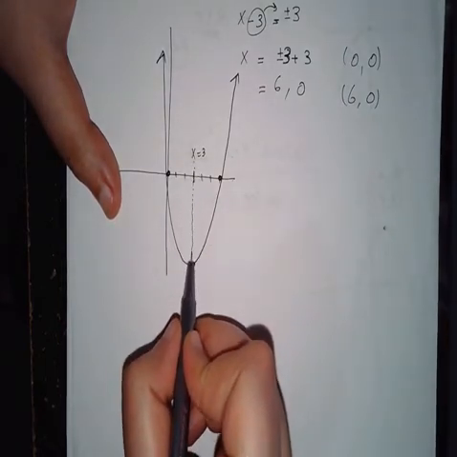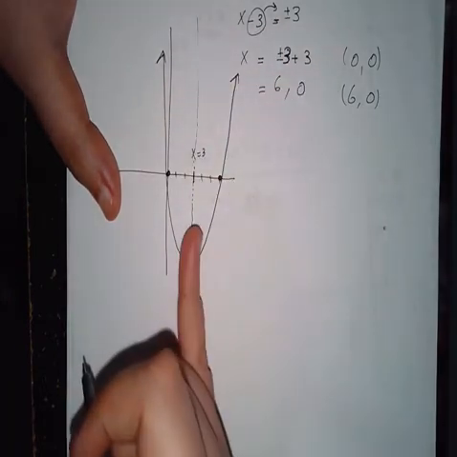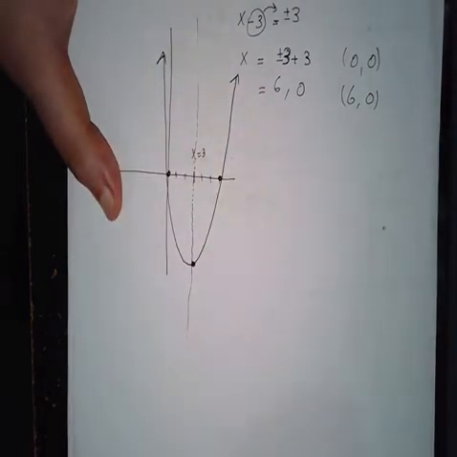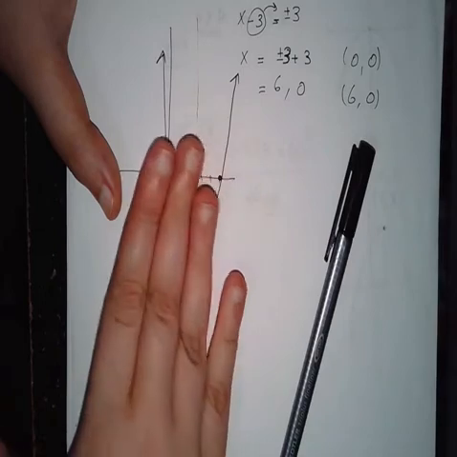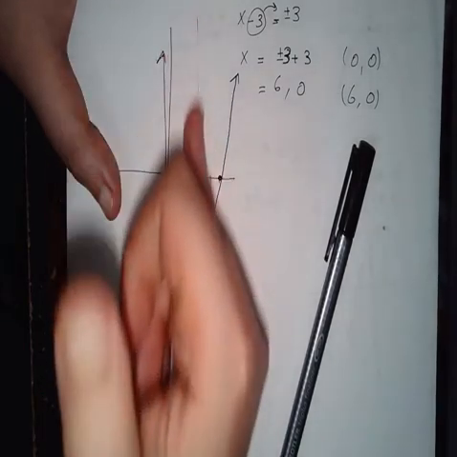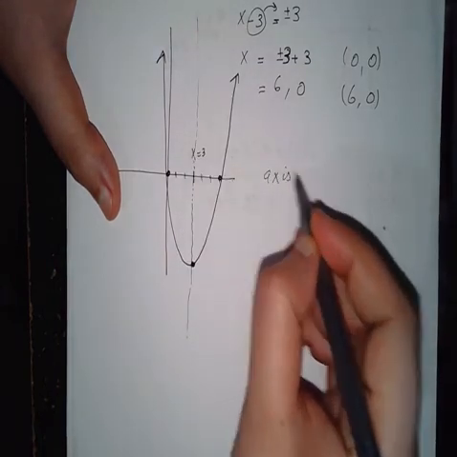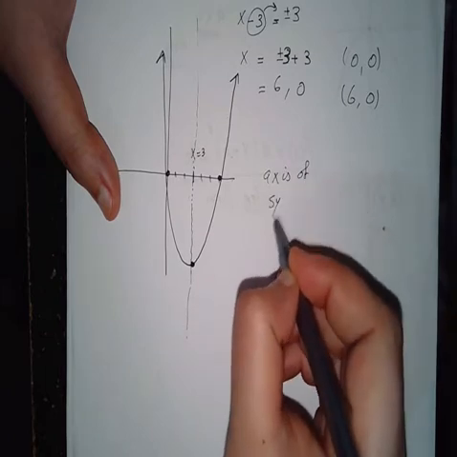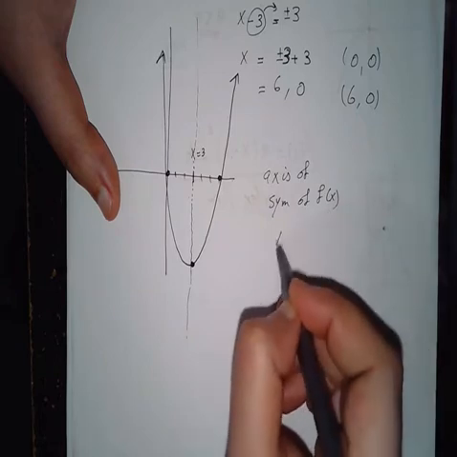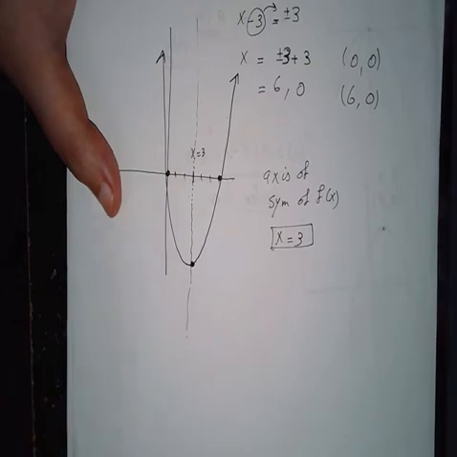This being your vertex at positive 3 for x means that the function is technically mirrored across this vertical line. So if I fold this page in half, these two halves are going to line up exactly. This is the axis of symmetry of f of x. It's at x equals 3. Alright.